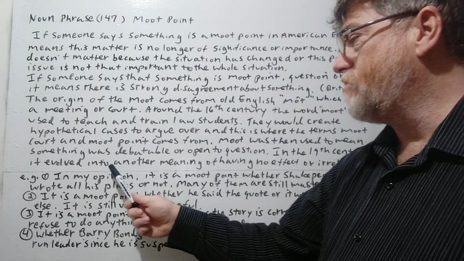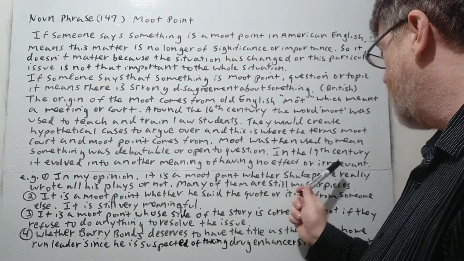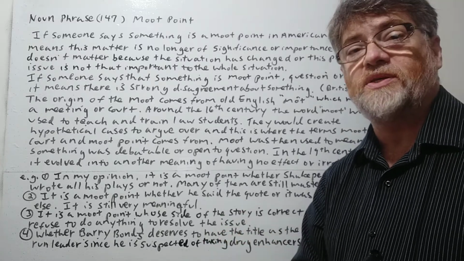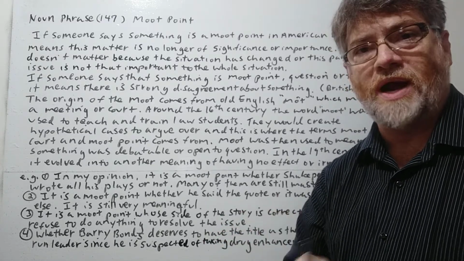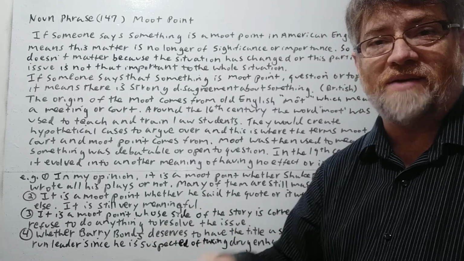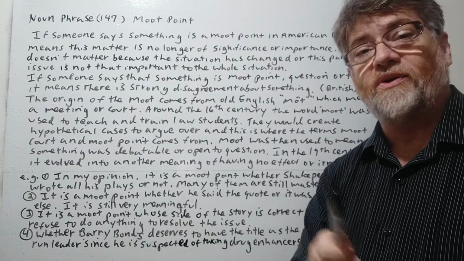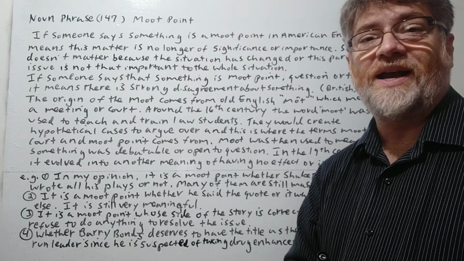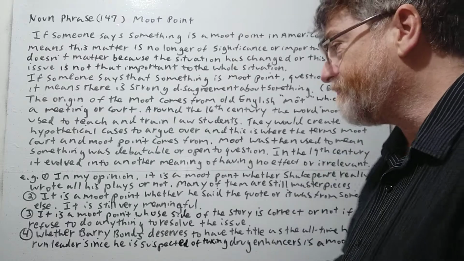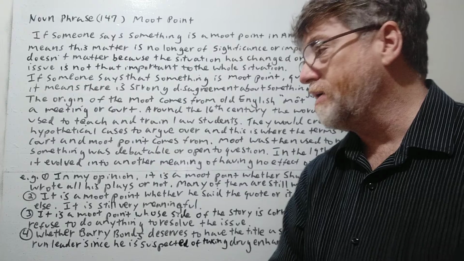In the 19th century, it evolved into another meaning of having no effect or irrelevant. Again, it may have done this simply because these cases that they argued were not real. So even if you won, well, you won a case that's not real. You won a fake case that's not that significant. The only significance is that it was good practice for them to learn how to do it in the real world. All right. And we have several examples here.